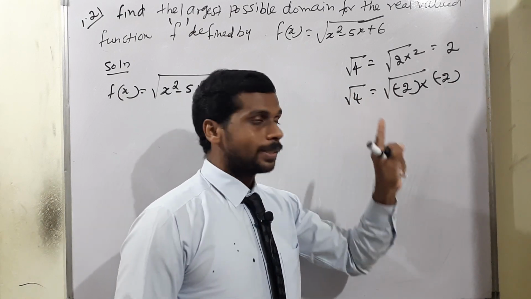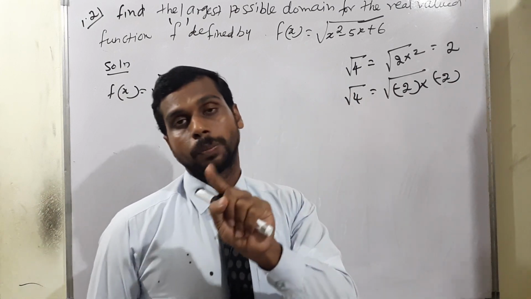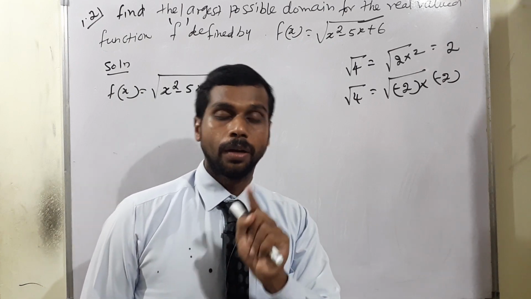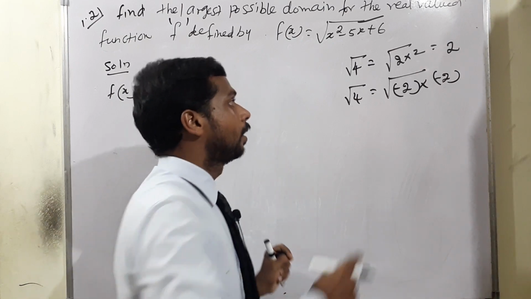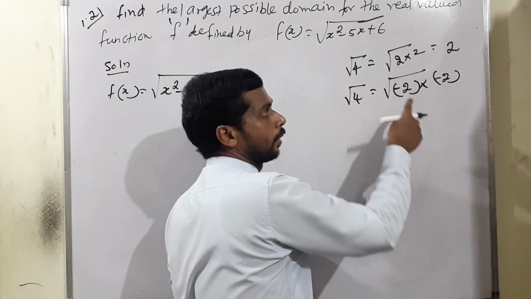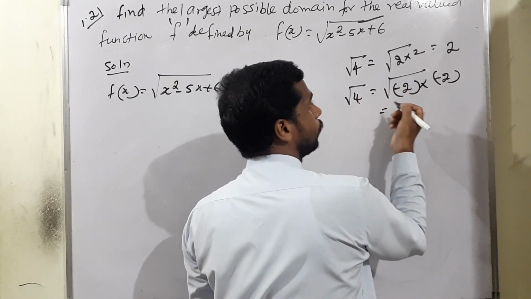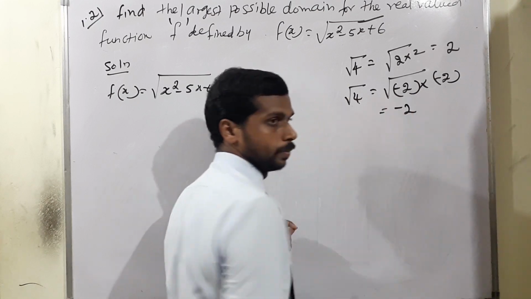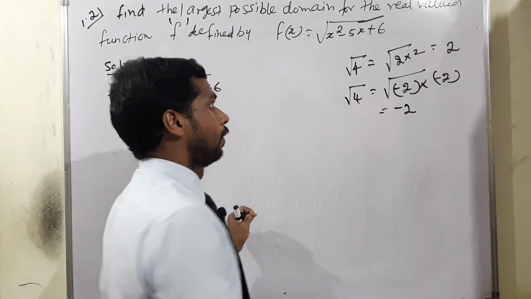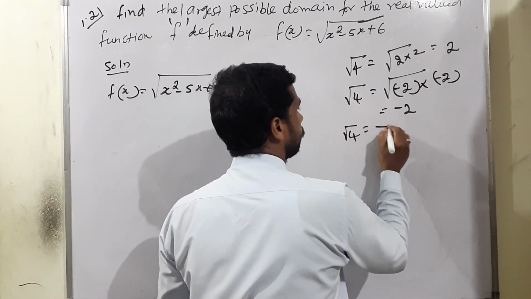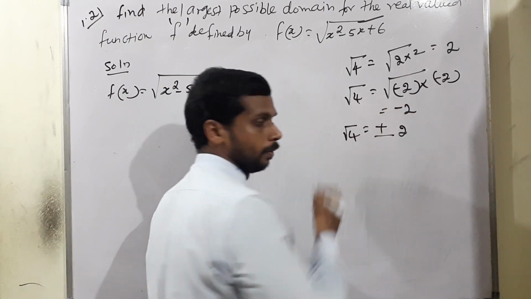This is actually one of the important topics for plus 2, so you will get more idea when you move on to plus 2. Okay, don't worry. Minus 2 into minus 2 is also positive 4, no. Therefore, the square root of 4, what are the possible values? Plus or minus 2 will come.